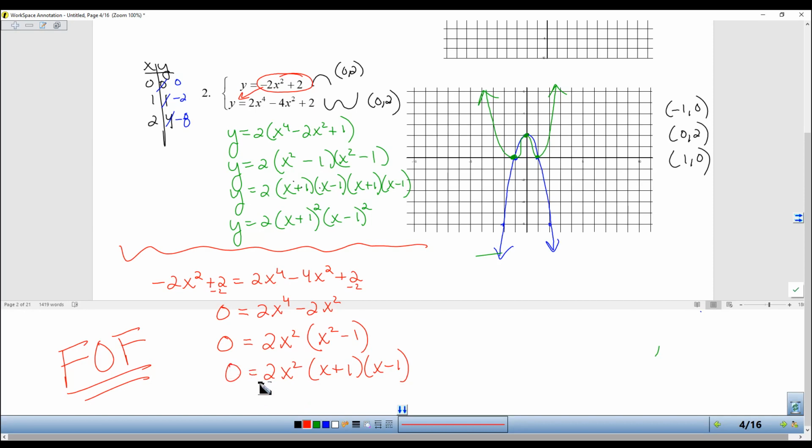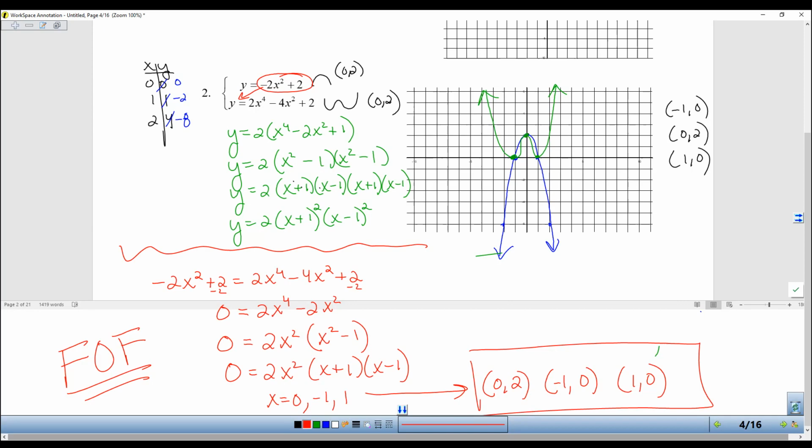So what x's will make this equation equal to 0? If x is equal to 0, if x is equal to -1, and if x is equal to +1. You would have to change them to ordered pairs. You can use either equation, so I would use the top one. It's a little easier. When x is 0, you get 2. When x is -1, you get 0. And when x is 1, you get 0. And those would be your 3 answers.